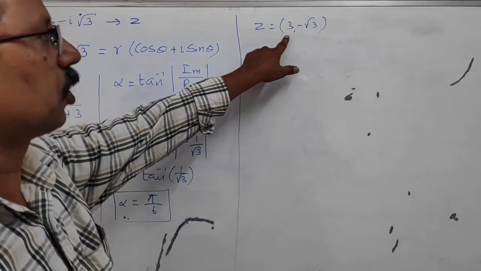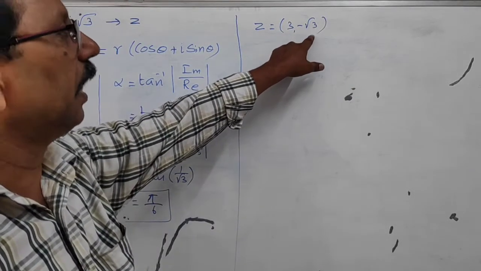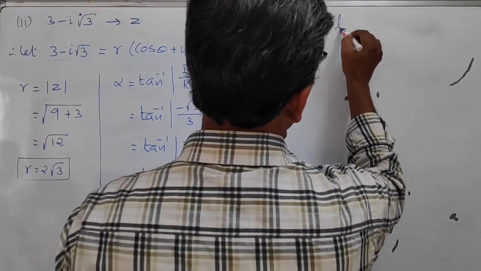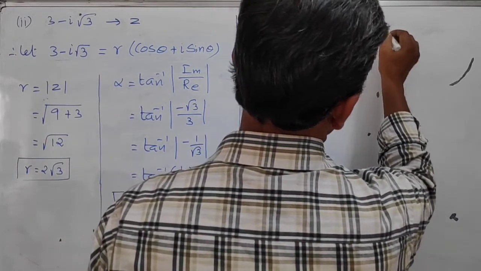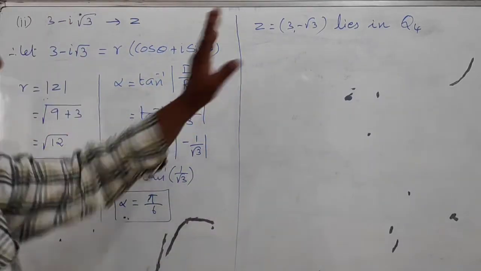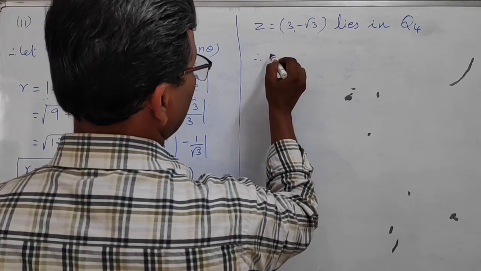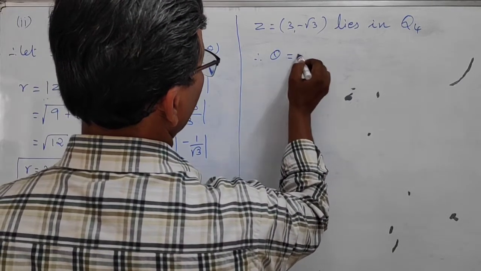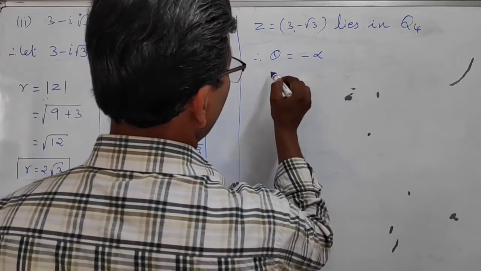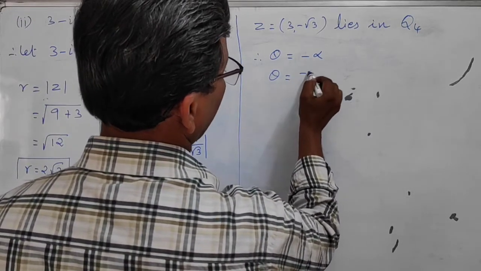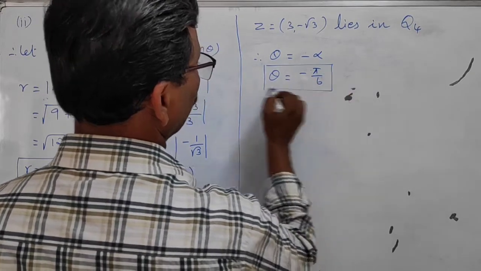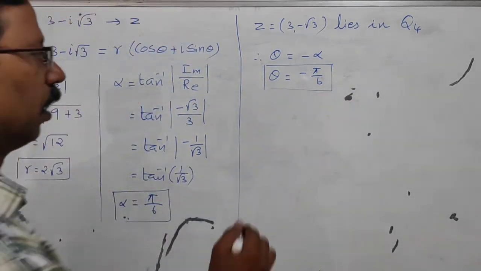Here x is positive, y is negative, which means z lies in the fourth quadrant. Now, if it lies in the fourth quadrant, theta is equal to minus alpha. Therefore, theta is equal to minus pi by 6. This is the theta value. Then after that we can write the polar form.